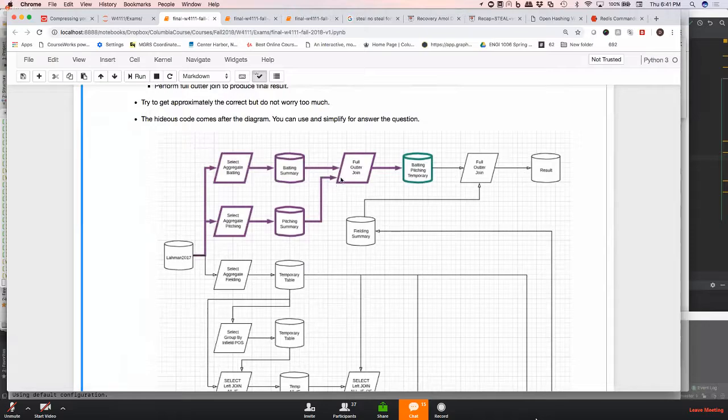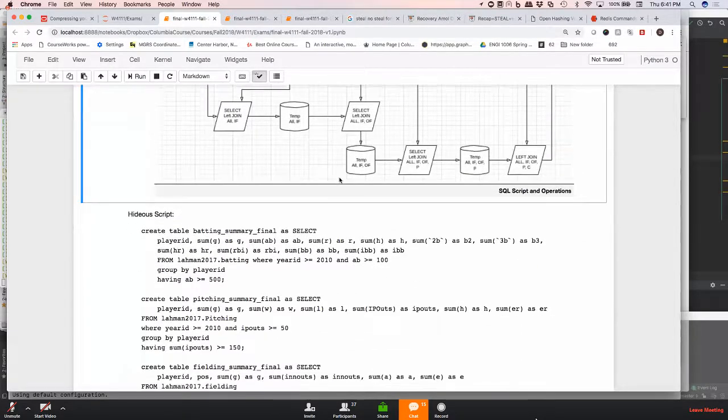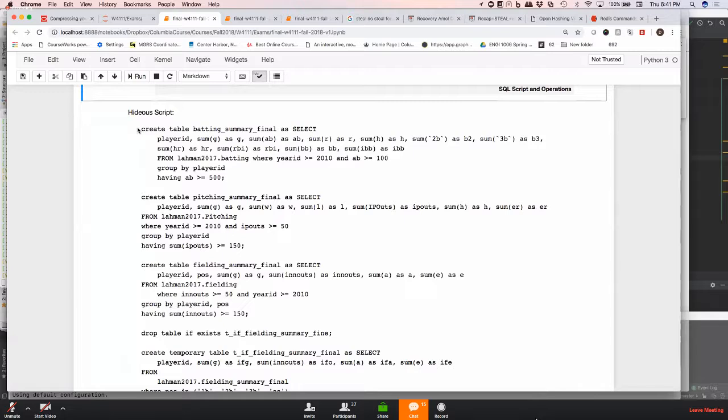Right. This is just the full outer join of those two tables. And the reason it's a full outer join is some people batted and some people didn't pitch. Some people pitched and some people didn't bat. If I left join, I'll get everybody who batted, but I could lose pitchers. If I right join, I'll get everyone who pitched, but I might lose batters.